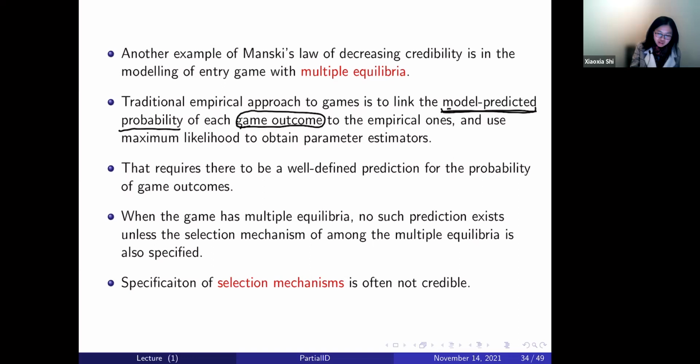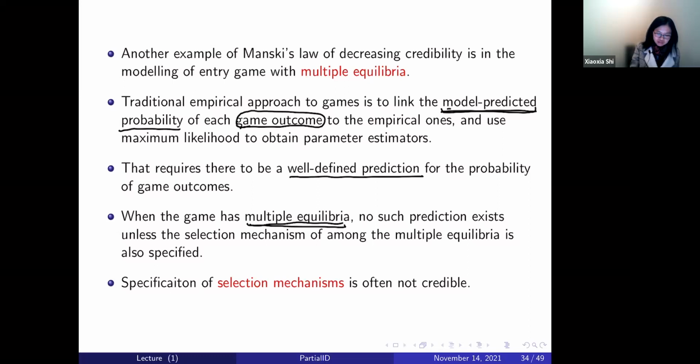But both the moment matching approach and the maximum likelihood approach require a well-defined prediction, or a unique prediction, for the game outcomes, right? But if the game has multiple equilibria, no such prediction exists unless you assume a selection mechanism for the equilibrium when there are multiple. So when there are multiple equilibria, that prevents us from getting a unique prediction for the outcome probabilities, and we cannot use the traditional moment matching or maximum likelihood methods.